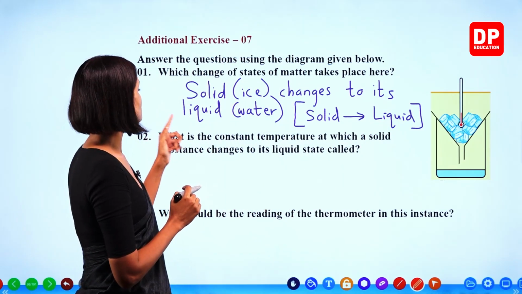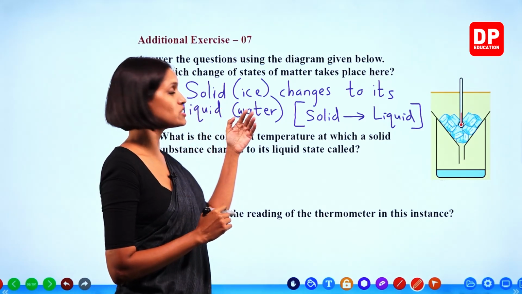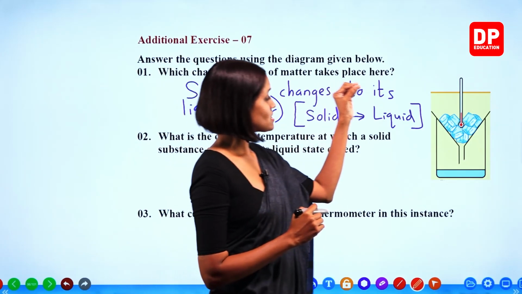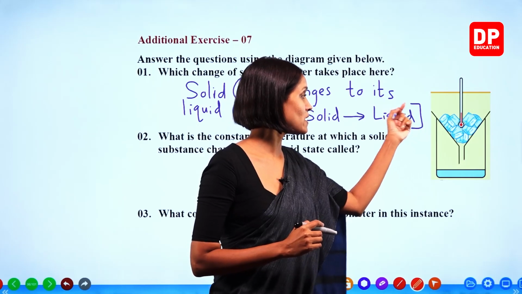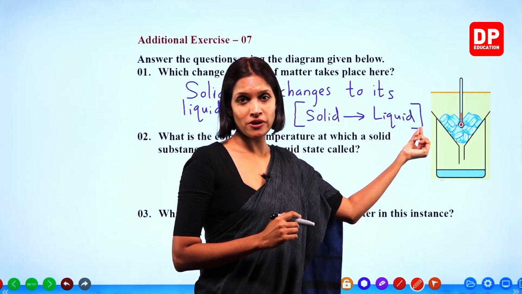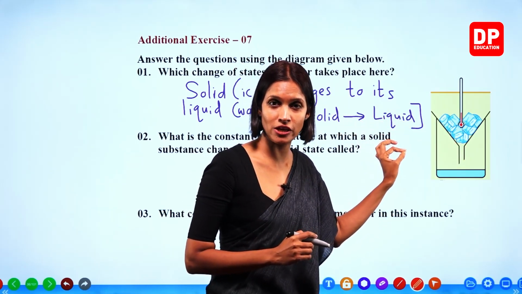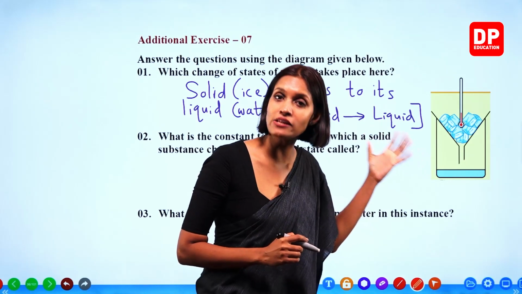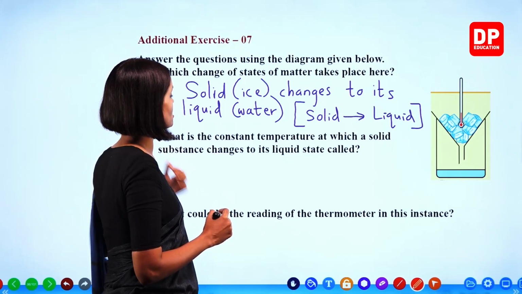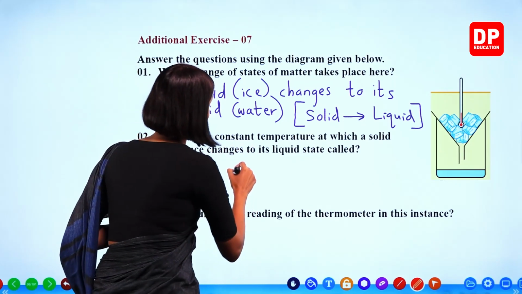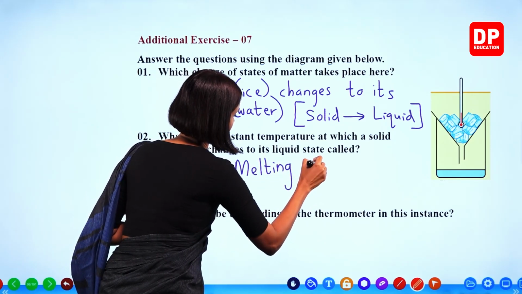Right? What is the constant temperature at which a solid substance changes to its liquid state called? So this takes place. Change of ice into water, melting of ice, takes place at a constant temperature. During this time period, the temperature won't change. What is the specific temperature called? This is known as the melting point, right? What is the constant temperature at which the solid substance changes to its liquid state called? Melting point.